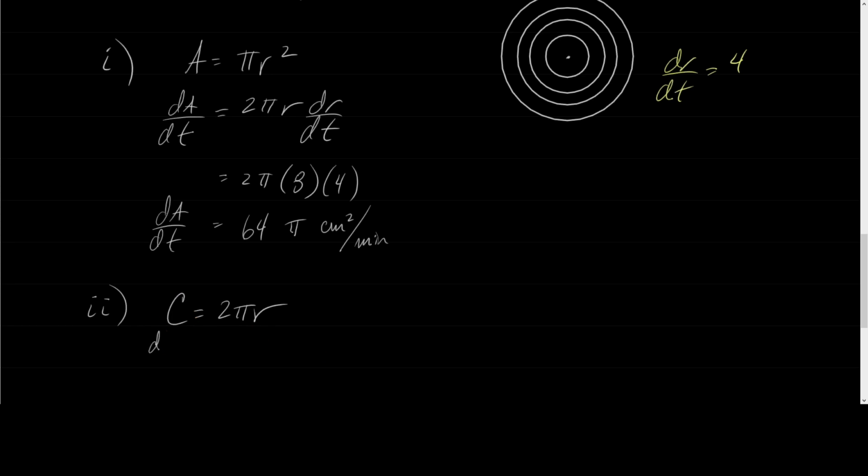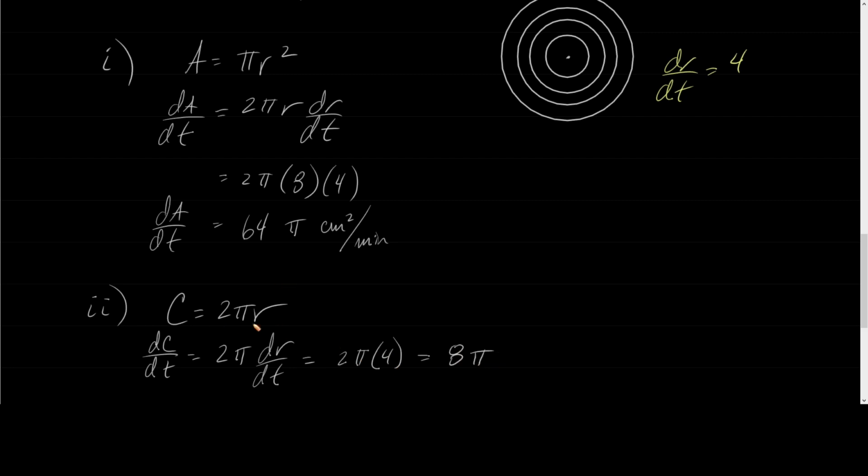So if I want the rate of change of circumference with respect to time, well, let's take the derivative of this. Remember, 2 pi is a constant. So I end up with just 2 pi, but by implicit differentiation, times dr/dt. At that point, well, I know what dr/dt was. dr/dt was 4. So I get 2 pi times 4, giving me 8 pi.